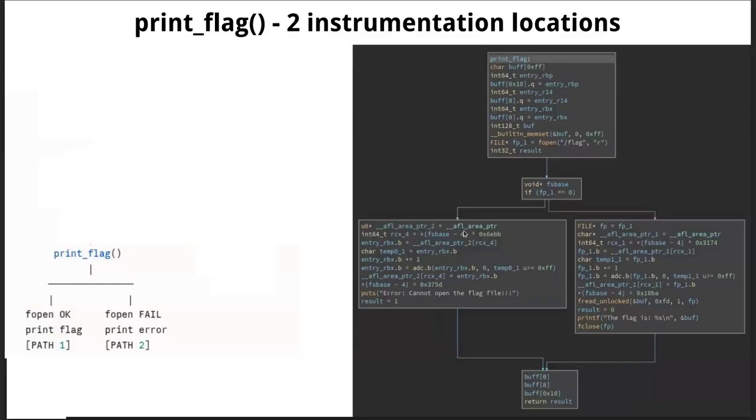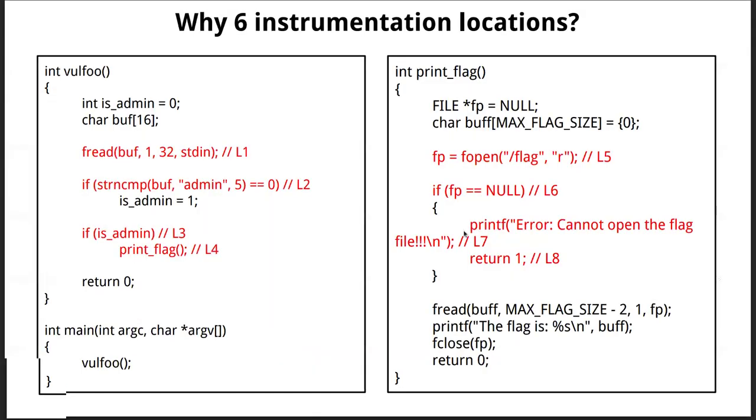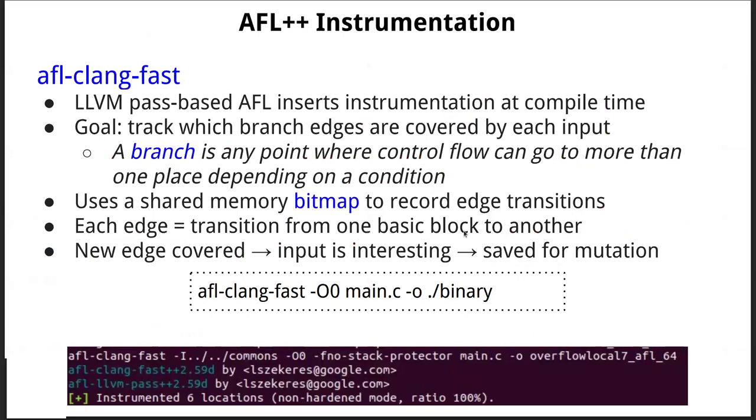Then the next function is print flag. Even though this function is not called by main anymore, it will also be instrumented. If you look somewhere here, there are 2 cases, and both cases will be instrumented. That's why we are looking at 6 instrumentations in this program. That's why when you compile this, AFL tells you that we instrumented 6 different locations. Those are the 6 different locations.